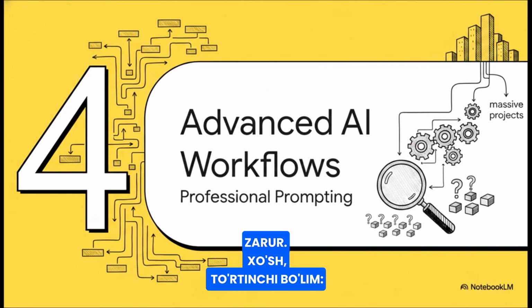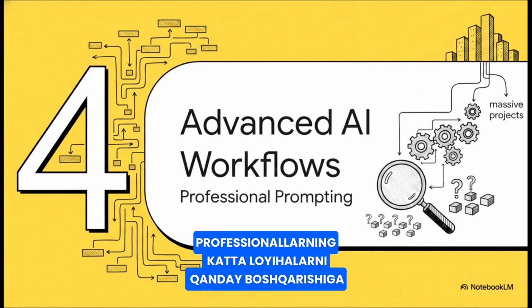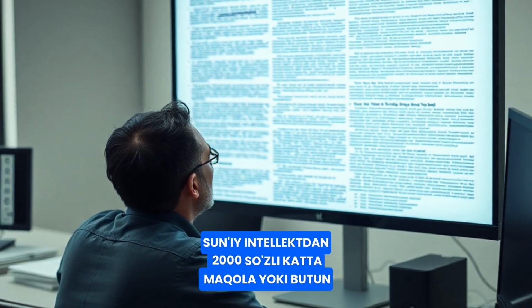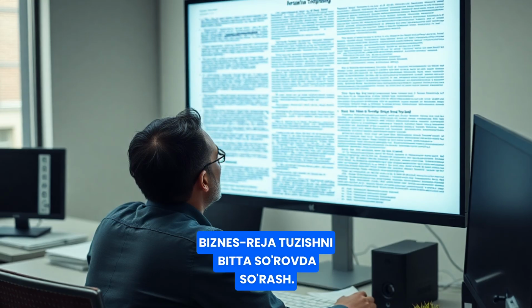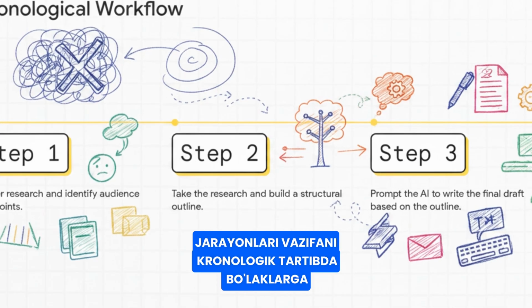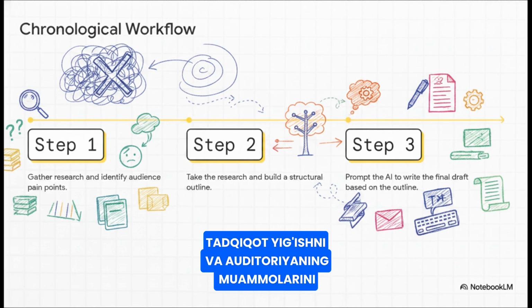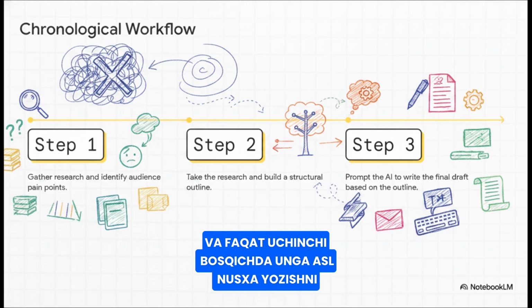All right, section 4, advanced AI workflows. Now that we've got the pillars and models down, let's graduate from asking single questions to how the pros tackle massive projects. Literally, the biggest mistake beginners make is asking the AI to write a massive 2,000-word article or an entire business plan in one single prompt. It almost always spits out a chaotic, repetitive mess. Instead, professional workflows break the task down chronologically. Step 1, prompt the AI just to gather research and identify audience pain points. Step 2, take that research and prompt it to build a structural outline. And then, only in step 3, do you actually ask it to write the draft.